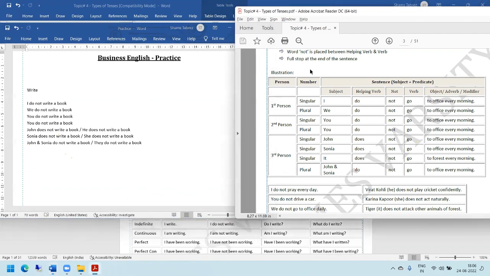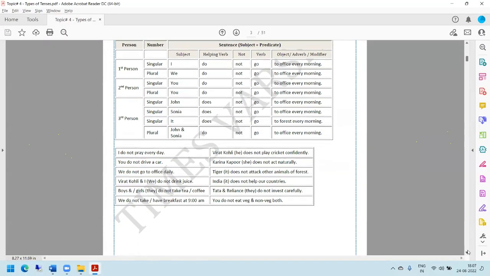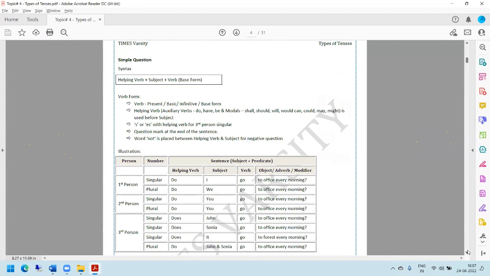Now this is about negative. Sometimes we also need to ask questions. That question may be a simple question or a WH question. So now we are discussing how to ask a simple question. We are still in present indefinite. So this is what you need to understand. So in simple present tense, how to make a simple question.